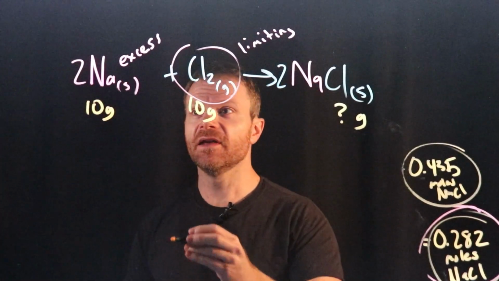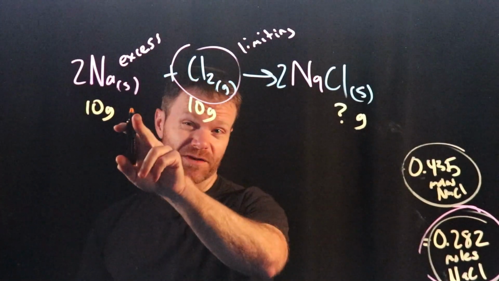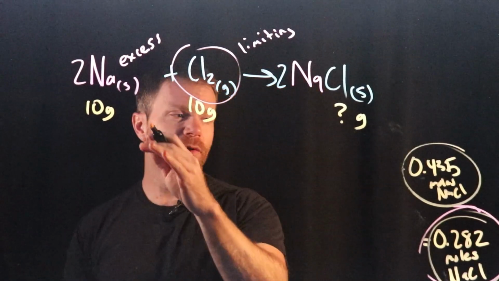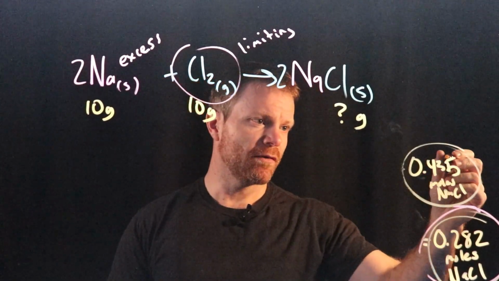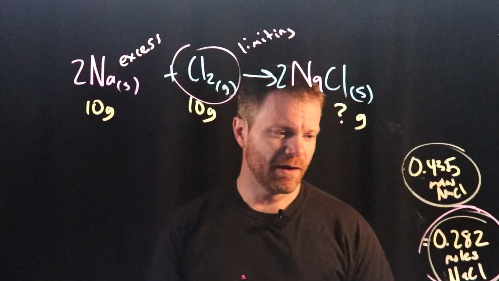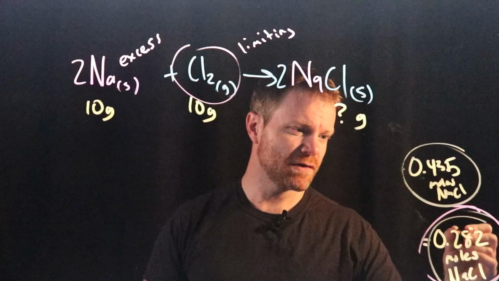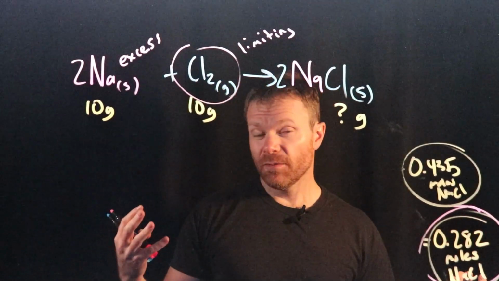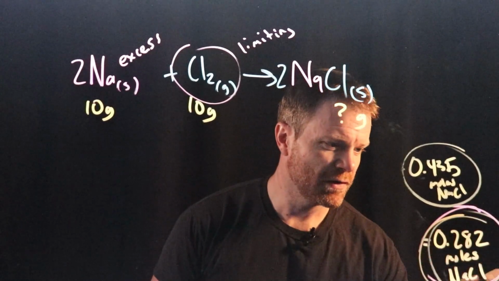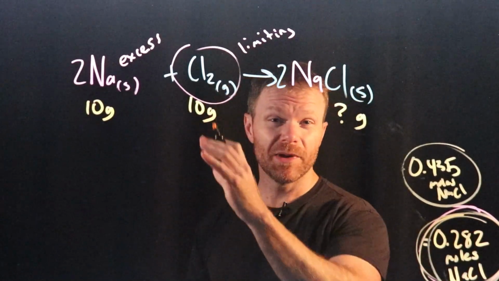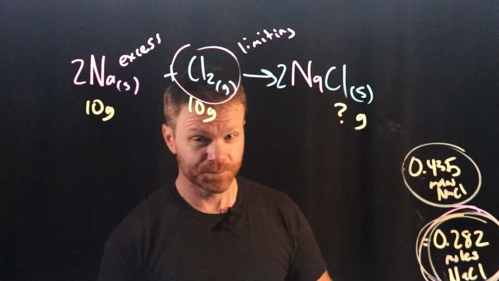We've determined that sodium is our excess reactant and chlorine is our limiting reactant. We know that we have enough sodium to make 0.435 moles of sodium chloride, and enough chlorine to make 0.282 moles of sodium chloride. So how much can we make? We can make 0.282 moles, right? We can only make as much as our limiting reactant allows us to.